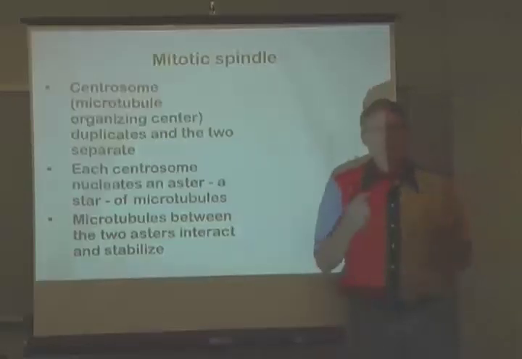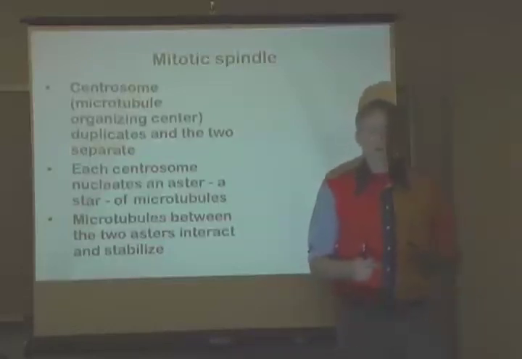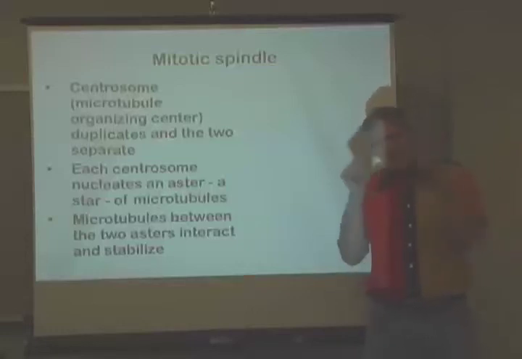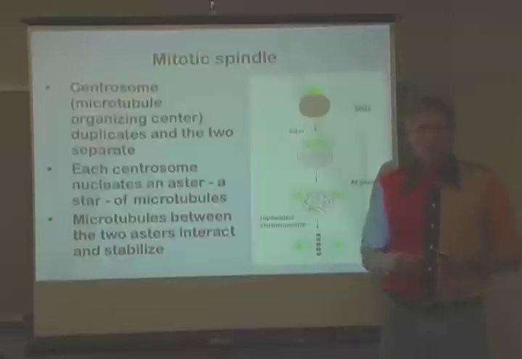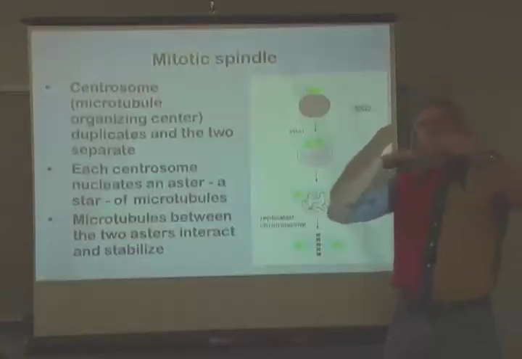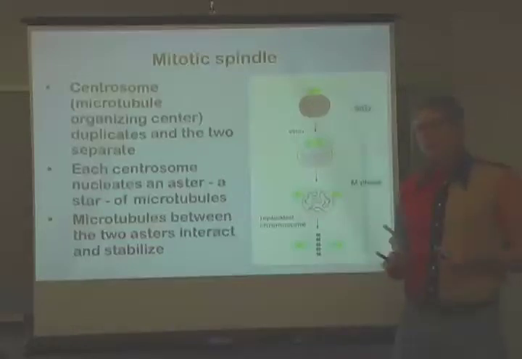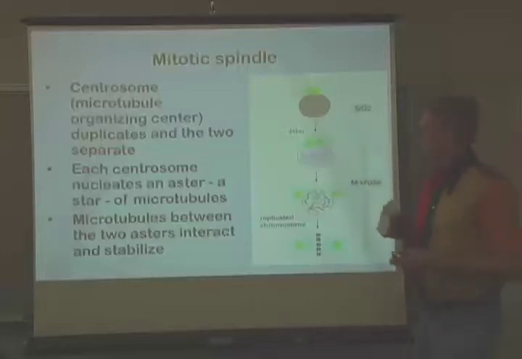So, during mitosis, the centrosome, that is the microtubule organizing center, duplicates and then separates. From the two separate centrosomes, each nucleates an aster of microtubules, a star of microtubules. And then the microtubules between the two start interacting with each other. Okay? Kind of keeps them apart. They also send microtubules out to the cell cortex, the edge of the cell, and that kind of keeps them localized in this arrangement of the spindle.